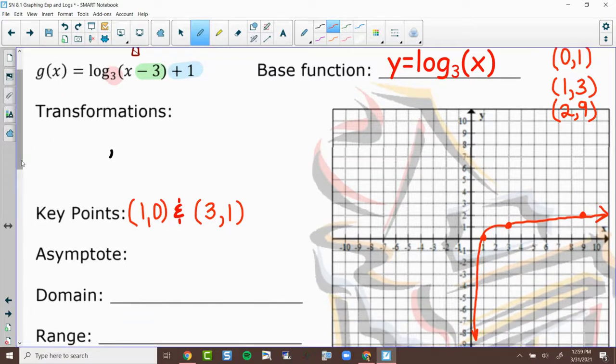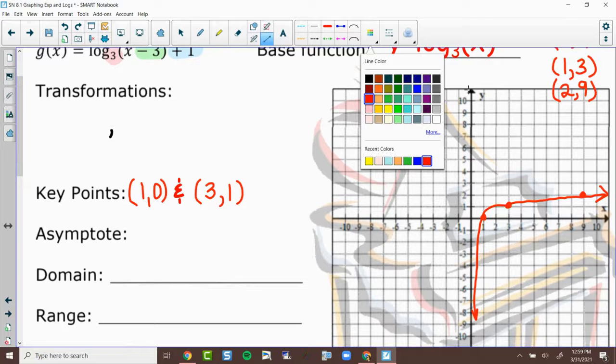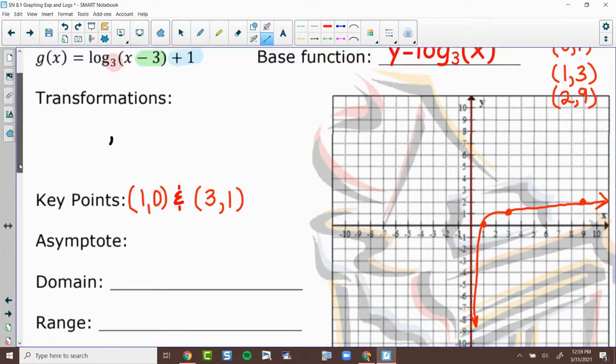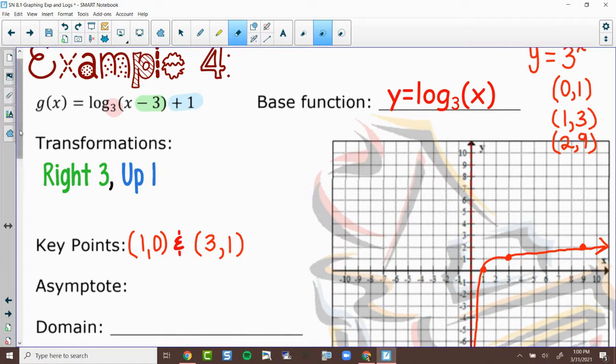So it almost looks like that last graph that we had. And if you would like to go ahead and sketch that vertical asymptote just so you can get a clear picture, you can. Let's identify some transformations. So on here, I see a 3 on the inside next to the x, so that's going to shift this right. I see a +1 on the outside, and that will shift this up 1.